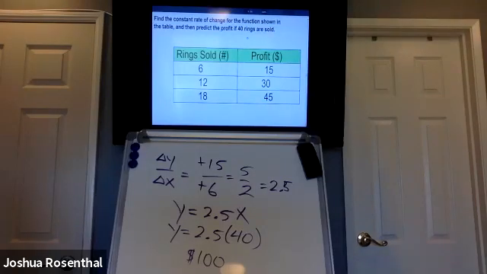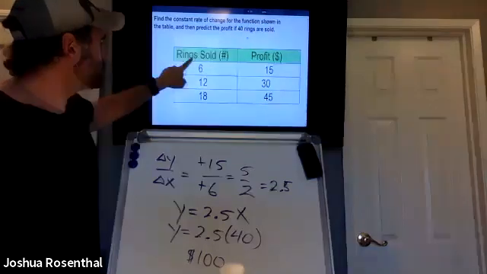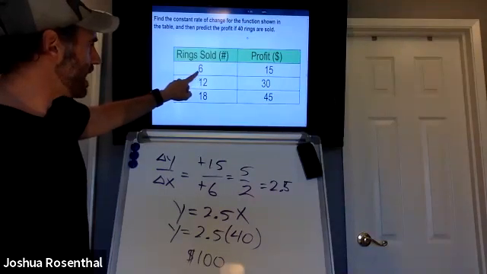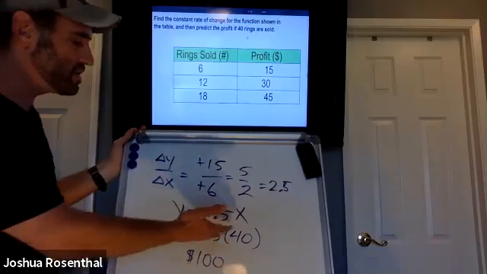Mr. Rosenthal, can you back it up a little bit? I have one question about this slide. Where did that 40 come from? They asked me to predict the profit if 40 rings are sold. They don't have that in the chart. I could try to follow by multiples of 6, but 40 is not a multiple of 6, so I'm going to use an equation.